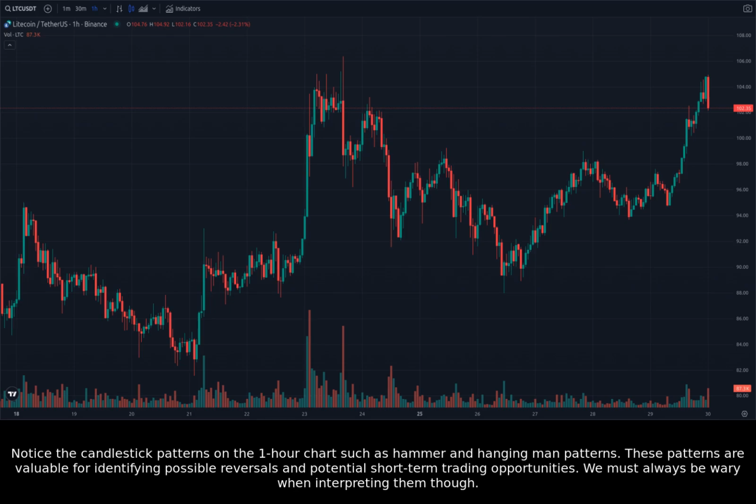Notice the candlestick patterns on the 1-hour chart, such as hammer and hanging man patterns. These patterns are valuable for identifying possible reversals and potential short-term trading opportunities. We must always be wary when interpreting them, though.